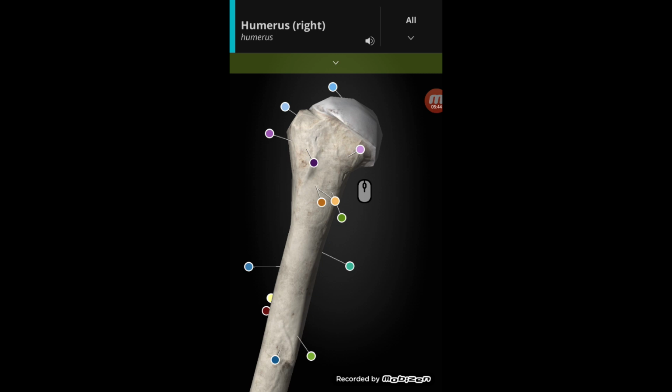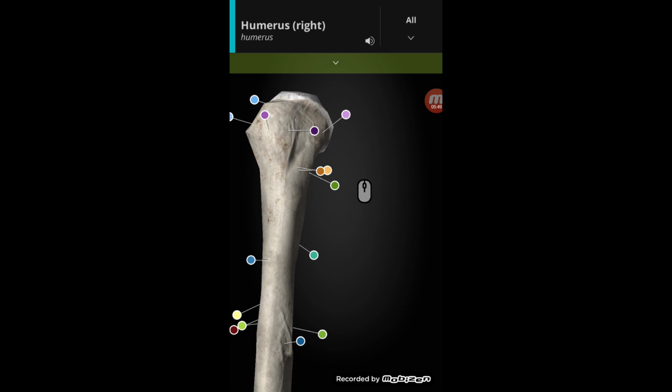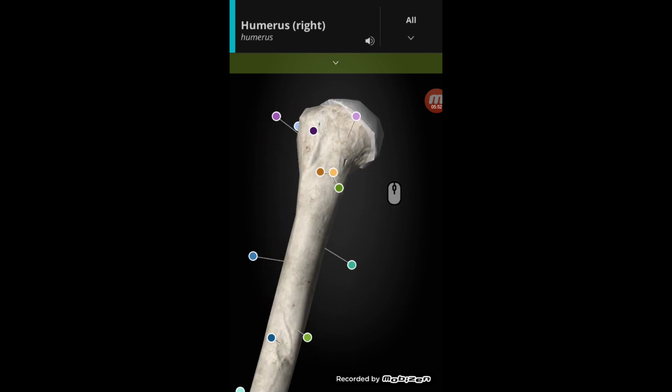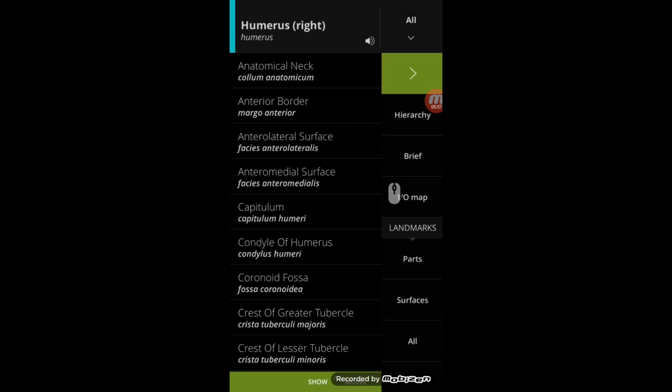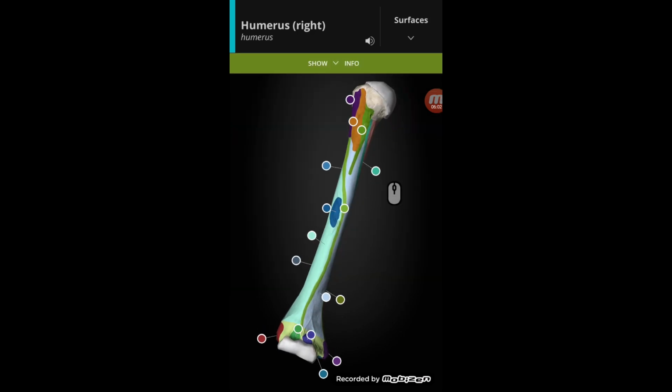In this video we will only discuss the landmarks and the surfaces in the humerus. So let's move on. Surfaces, let's see the surfaces now. I have told you previously that in the humerus there are two halves, the upper half and the lower half. The upper half is circular and the lower half is triangular. Now I will discuss why I said this.